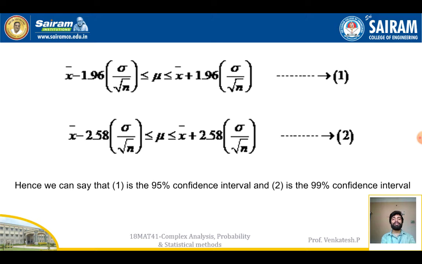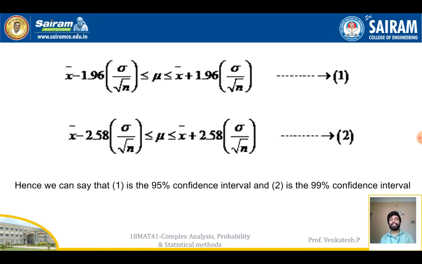So this is a formula to find the confidence limits, given by x bar minus 1.96 into sigma by square root of n less than or equal to mu less than or equal to x bar plus 1.96 into sigma by square root of n. This is for the 5% level of significance. And for the 1%, it is given by x bar minus 2.58 sigma by square root of n less than or equal to mu less than or equal to x bar plus 2.58 sigma by square root of n. This is for the 1% significance level.